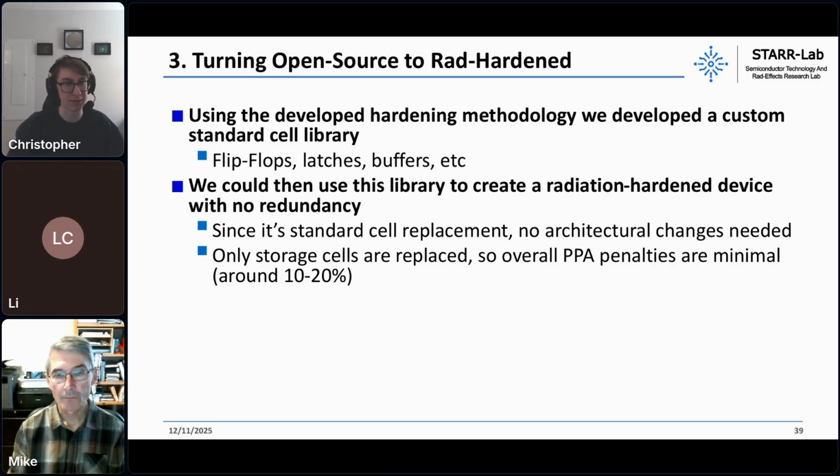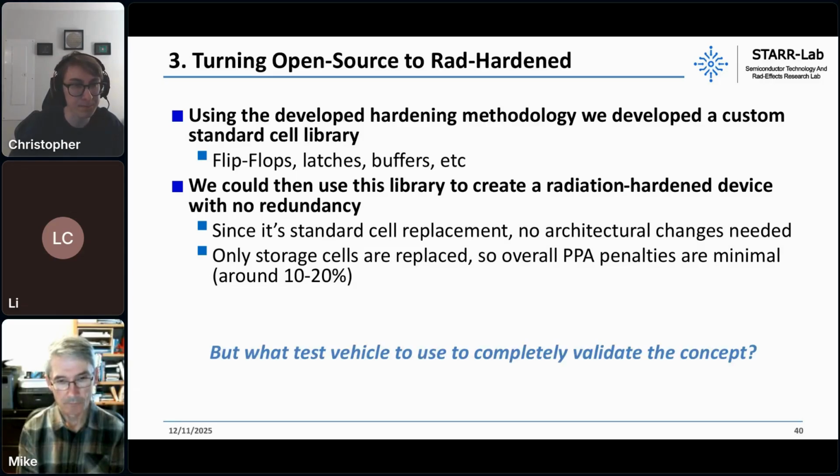We can just implement the cells and the device would still work as it was intended by the original designers. And because we're only replacing the storage cells, the thinking is that the overall penalties on the chip of area and power should be a lot more minimal than having a full amount of redundancy. So it's quite an attractive design methodology for rad hardening. But then the question was, what test vehicle should we actually use to completely validate this methodology and concept?